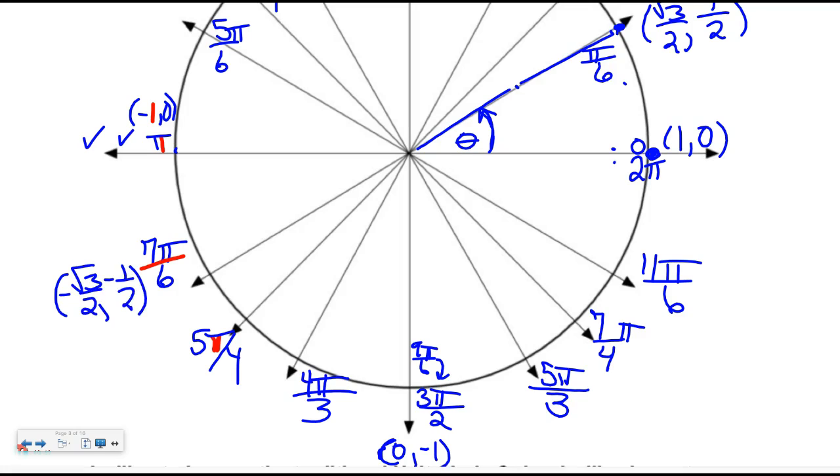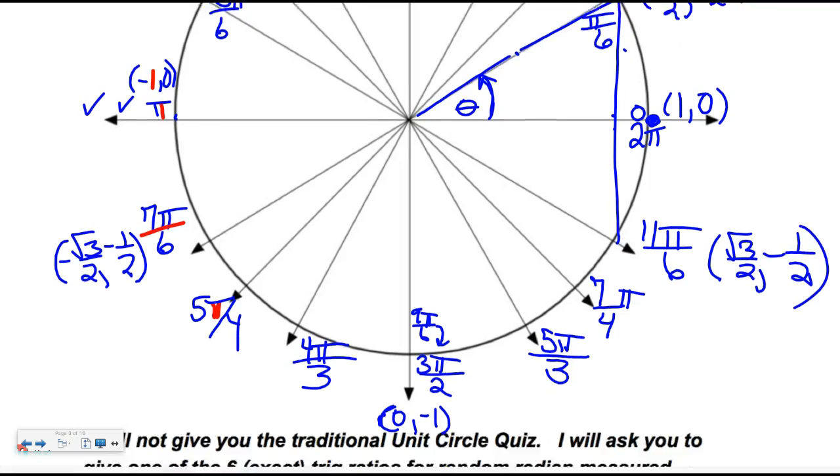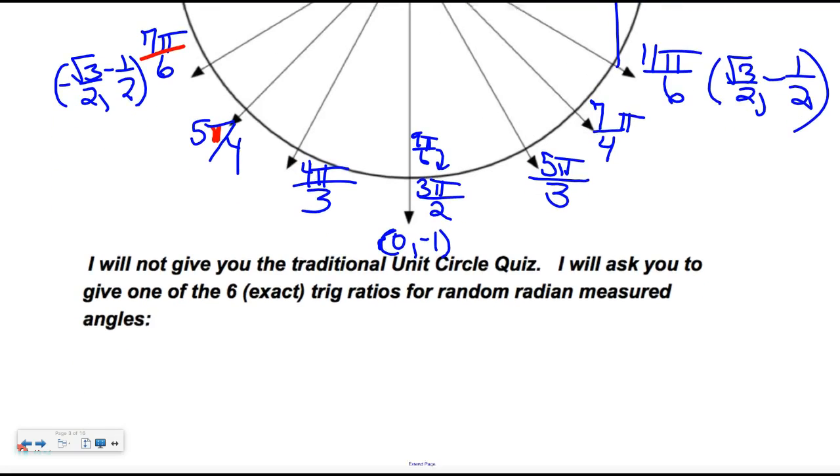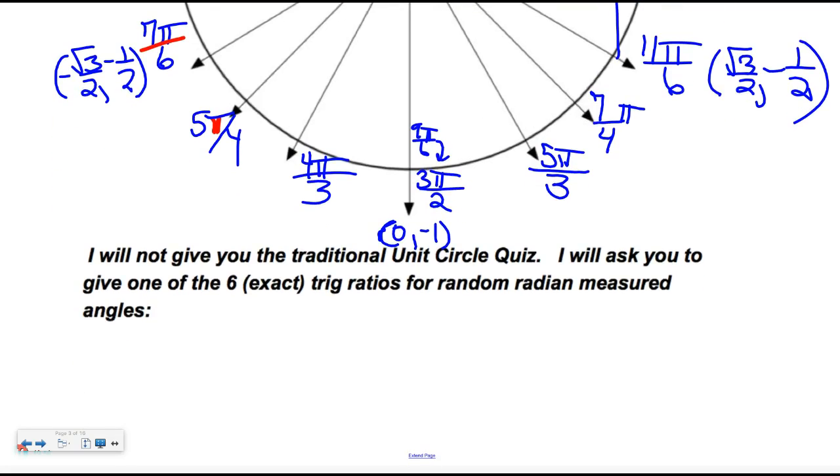Where over on this one, I'm that same amount to the right. I'm at root 3 over 2, but it's down. So you should be able to fill in the rest of those just by thinking them through with the signs and the quadrants.